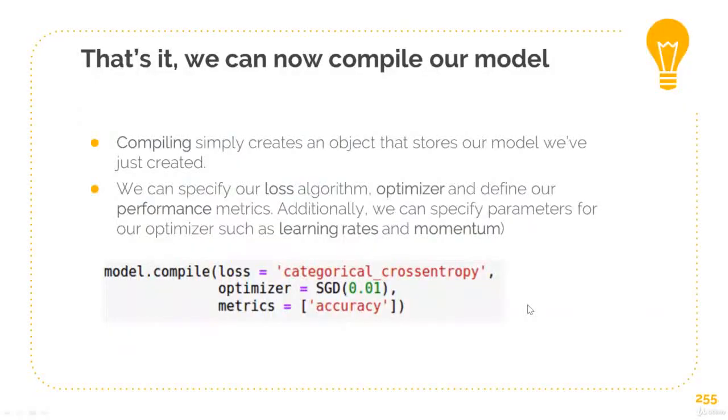So now that we've built our model, we are ready to compile this model. Compiling simply creates an object that stores the model we've just created. And we can specify our loss function, our optimizer, and define our performance metric that we want to look at. Additionally, we can specify parameters for the optimizer, such as learning rate and momentum. So this is a simple model compile code here. We have categorical cross entropy defined as the loss type. We have our optimizer, SGD, being stochastic gradient descent. And we have our metrics to look at being defined as accuracy.